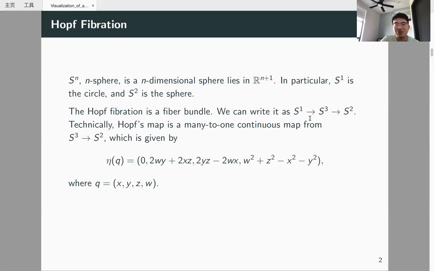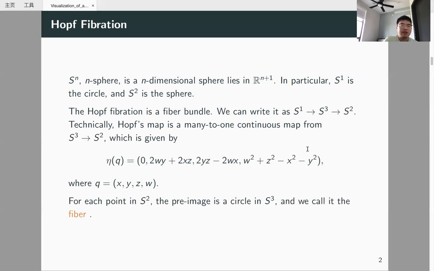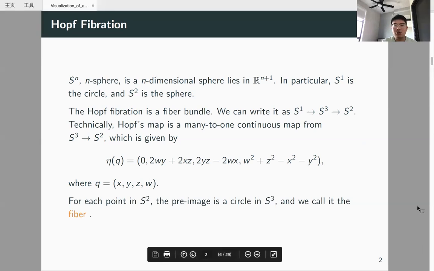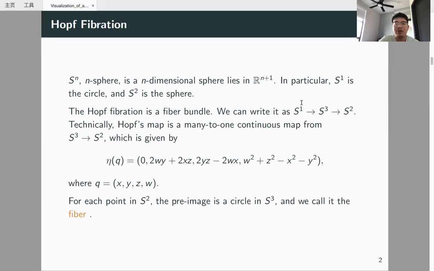And why there's S1 here, that's the definition of fiber. For each point in S2, the pre-image under the Hopf map, which is this, is a circle in S3. We can prove that. The circle is S1, as I said before, and we call the circle the fiber. So the fiber is S1, and the Hopf map is S3 to S2. That's why we write it as S1 to S3 to S2.